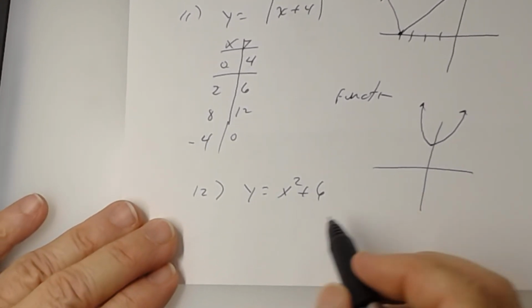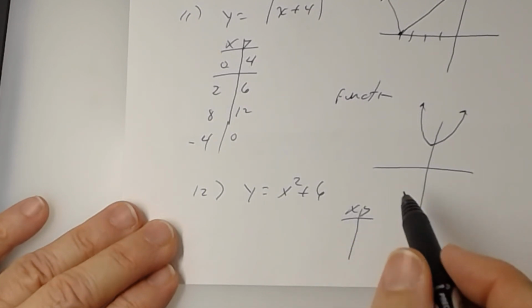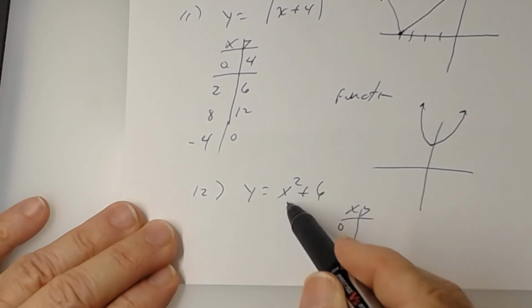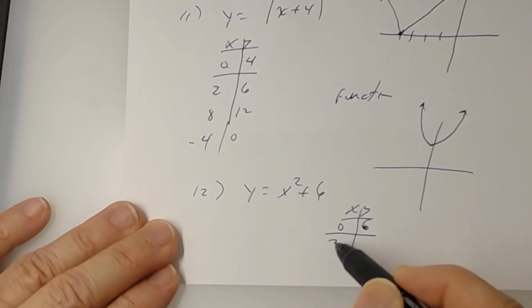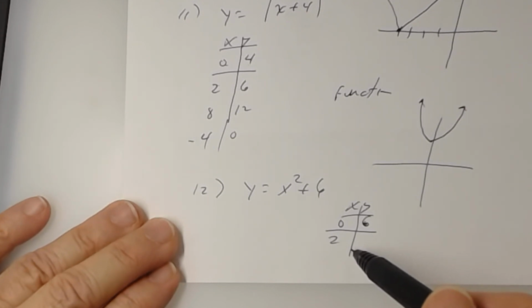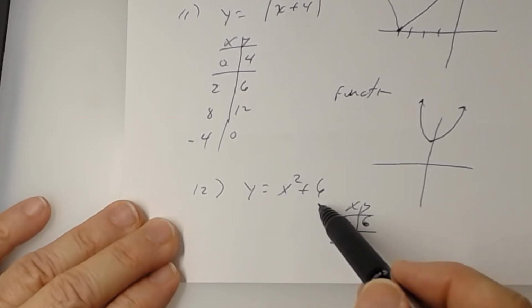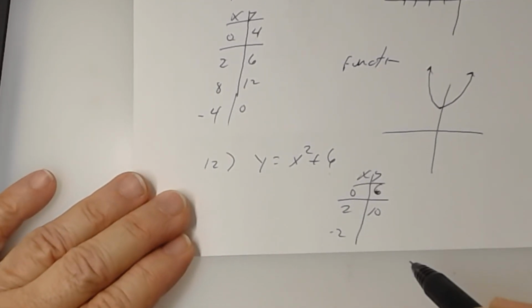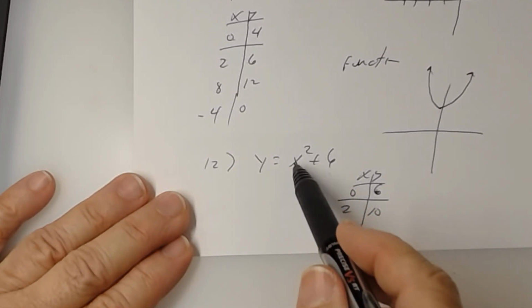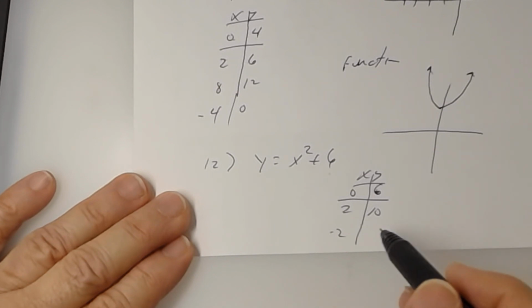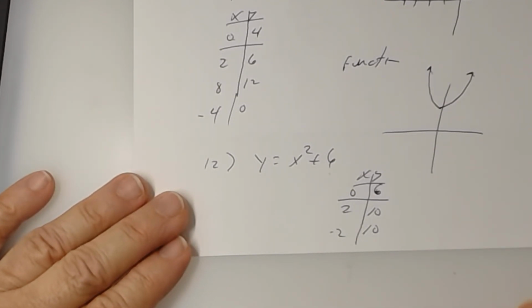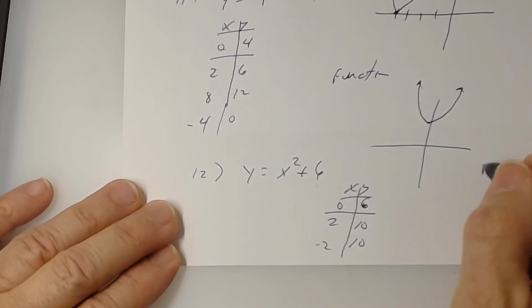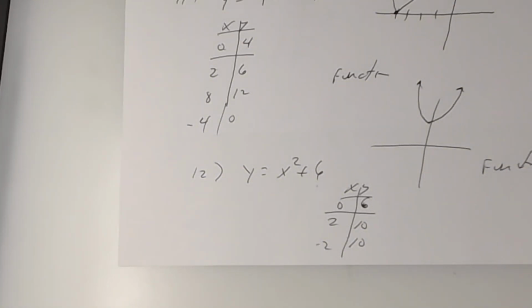So if you didn't know what the graph looked like, you do a t-table. In your mind, it makes sense because when x is 0, how many y values do you get? 1. 0 squared plus 6 is just 6. When x is 2, how many y values do you get? Just 1. 2 squared plus 6 is 10. When x is negative 2, how many y values do you get? 1. What's negative 2 squared? 4. 4 plus 6 is 10. All right, so that's a function. So there's a few more we need to look at before I give you that worksheet. But we'll go ahead and stop here with this.